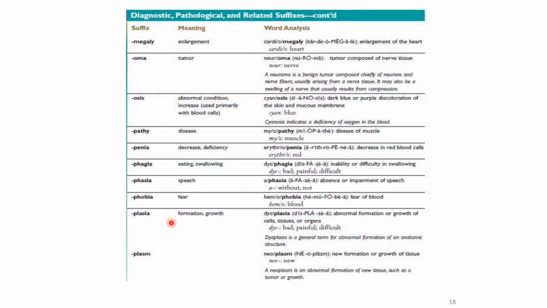Then plasia. Plasia means formation or growth. And the word analysis for the suffix plasia is dysplasia, that is abnormal formation or growth of the cells or tissue. And in the same way, another suffix which we can use for formation or growth is plasm. And the word analysis for the suffix plasm is neoplasm. Neo means new formation. So neoplasm is an abnormal formation of new tissue.